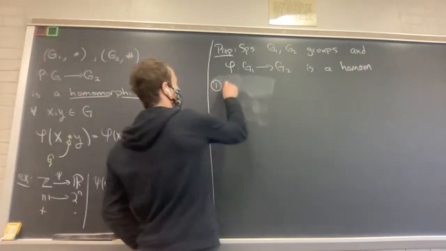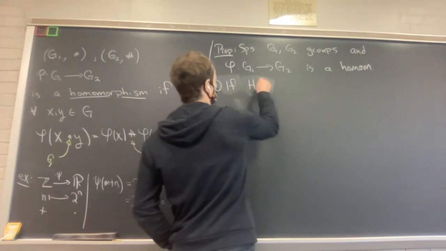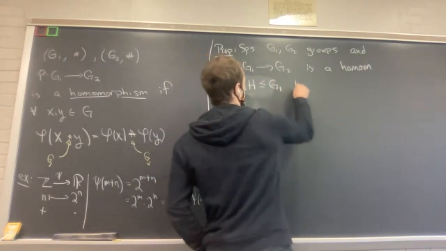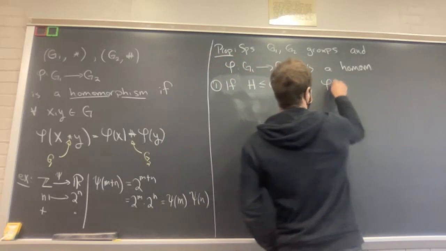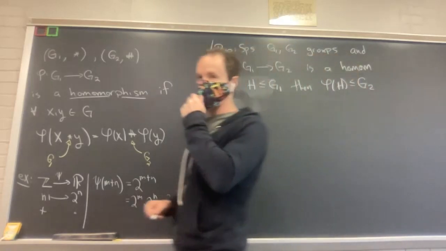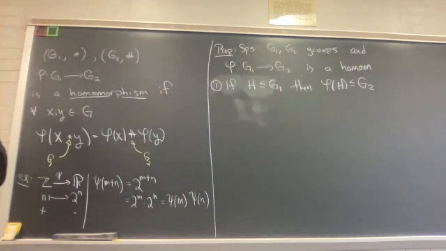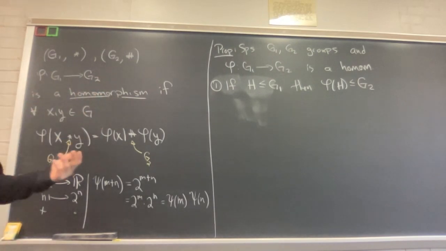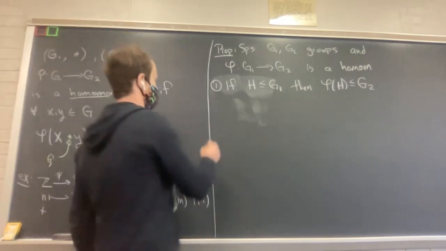The first one is: if H is a subgroup of G1, then phi of H is a subgroup of G2. So the image of a subgroup is a subgroup. That's what it's saying here. That's the first thing we'll prove.